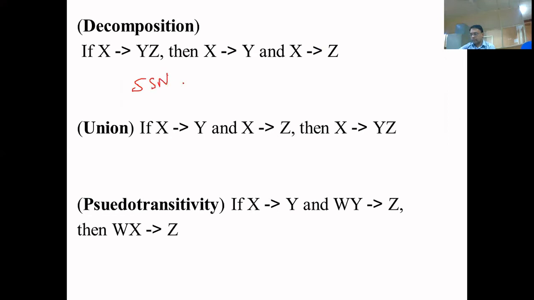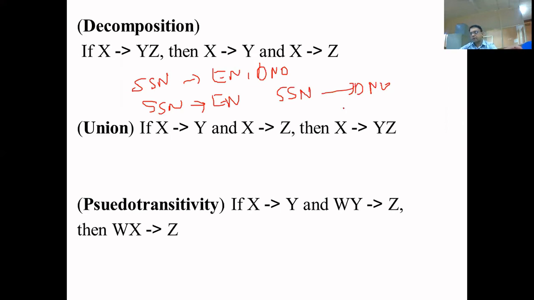SSN determines employee name and the department number, that is true. I can write it as SSN determines employee name and then SSN determines department number. So here we are actually decomposing two attributes on the right hand side into single attributes.